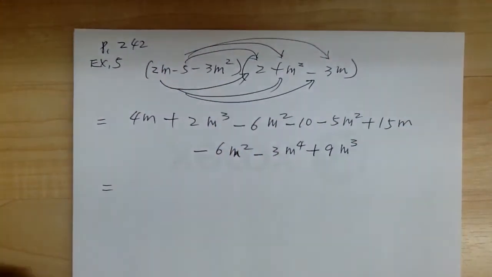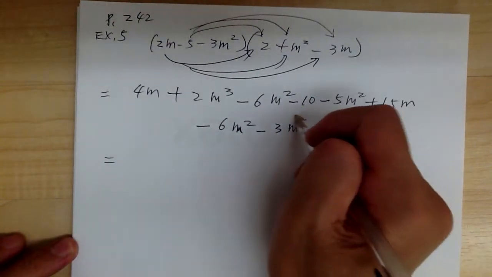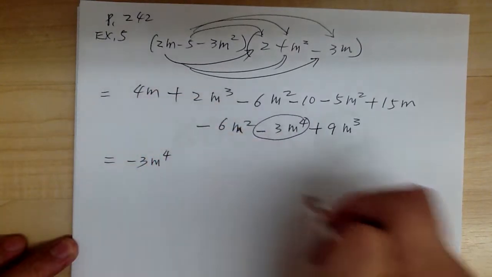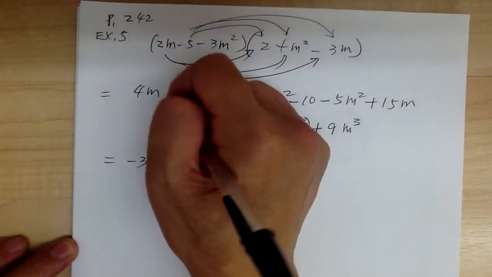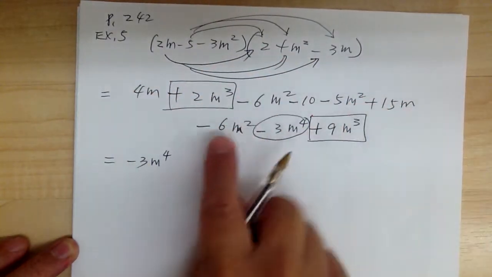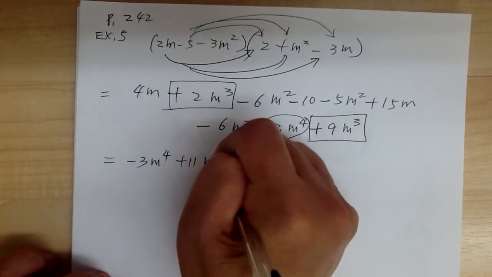Then from here, I'm going to start to combine the like terms. I'm going to start with the highest one, so the 4th power. So this will equal minus 3 m to the 4. Then look for the cube. So I got 1 here, I got 1 right over here. Any more cubes, I can go down to this. So only this 2. So it's 2 and 9, which is plus 11.